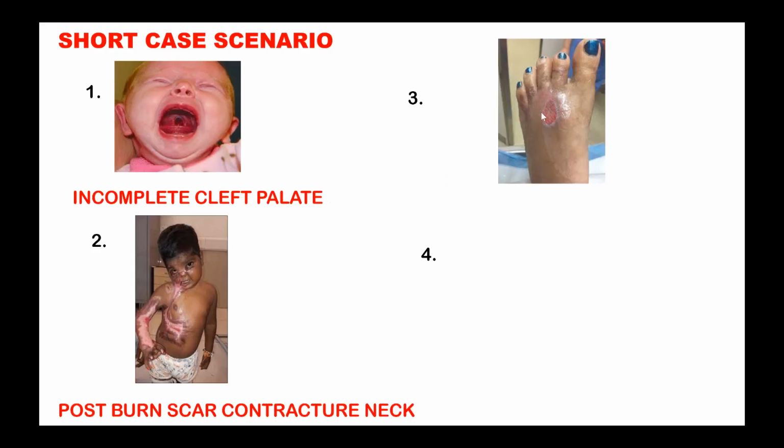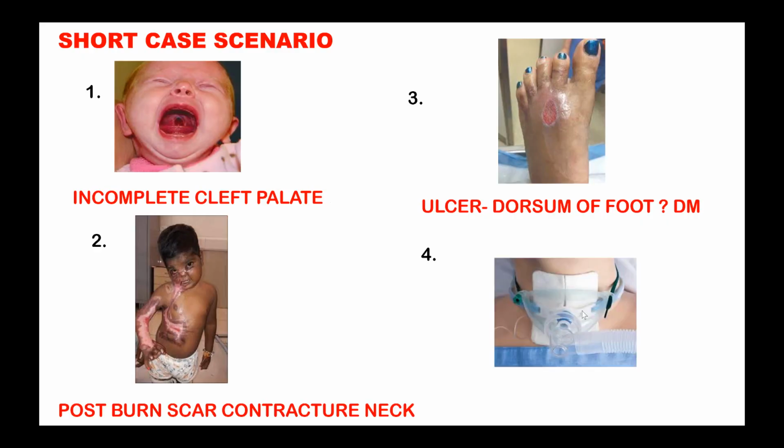What is this? Non-healing ulcer in the foot, probably diabetic ulcer. What is this? Tracheostomy tube with a mask, oxygen delivery through the mask. Right. Another short case. What is shown here and how does it work? This is an MRI machine.